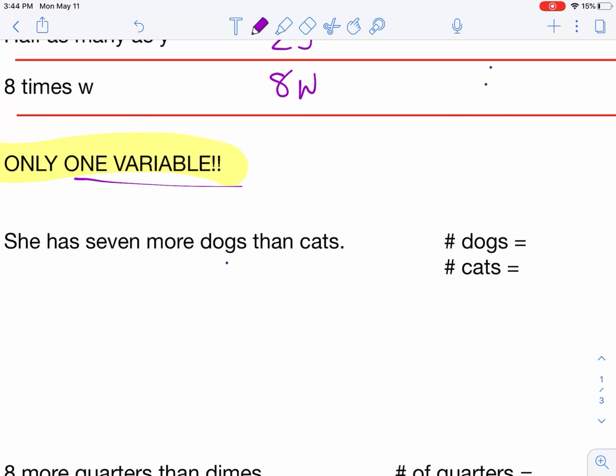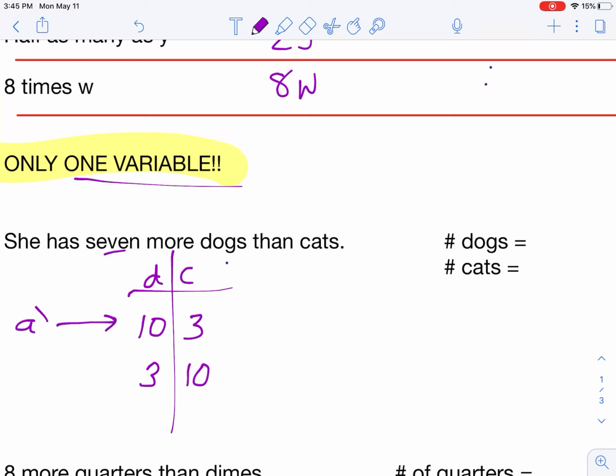So what I find is sometimes you're not really sure which one you want to make the variable. So what I do is just try to get a sense for what's the setup. I'm using 3 and 10 because there's a difference of 7, and I know one has 7 more than cats. So which of these situations, situation A and situation B, represents that there are 7 more dogs than cats?